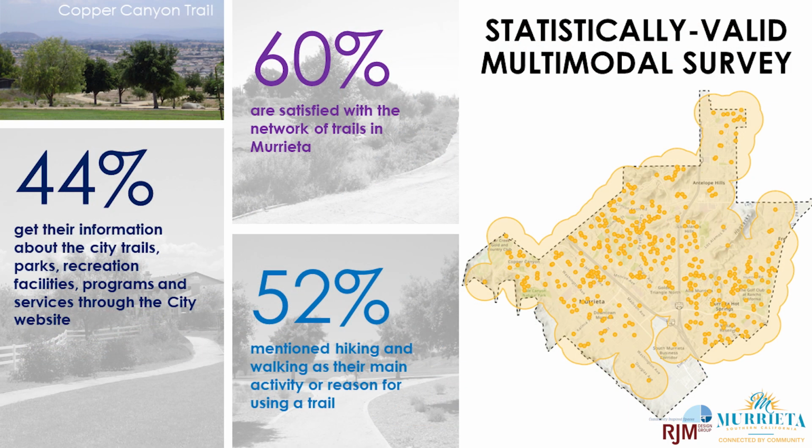Sharing some of the information we've collected during the statistically valid multimodal survey, we look at the geographic distribution of the information coming in first, and we see a very good geographic distribution of residents all across the entire community. Some of the information we heard from them: 44% get their information about the city trails, parks, recreation programs, and facilities through the city website. 60% are satisfied with the trail networks in Murrieta. 52% mention hiking and walking as their main activity or reason for visiting a trail.